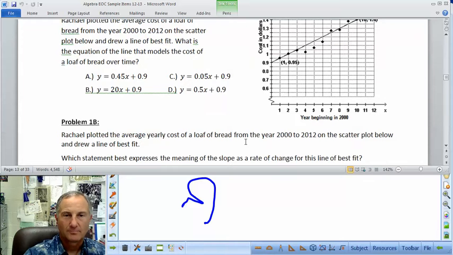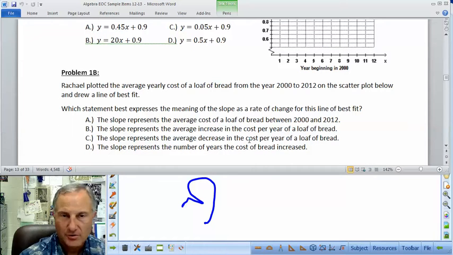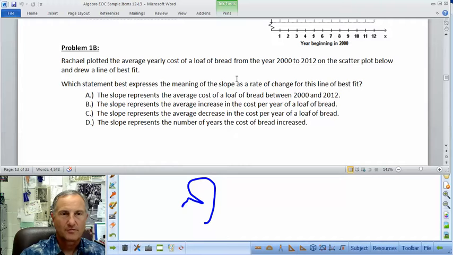Using the same graph here, and again, you should have a copy of this already off of the headline, so you can follow here. You can look at the graph on your paper. If Rachel plotted the average yearly cost of the bread from 2000 to 2012 on the scatter plot, which statement best represents the meaning of the slope as a rate of change for this line of best fit? The slope represents the average cost of the loaf of bread. Not really, each of those points is that cost.